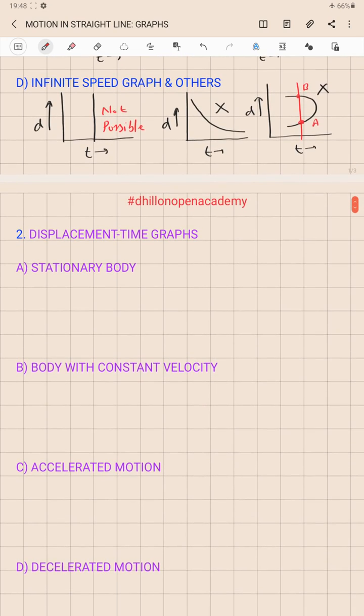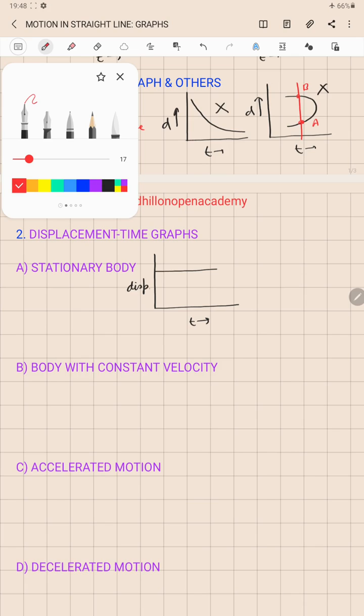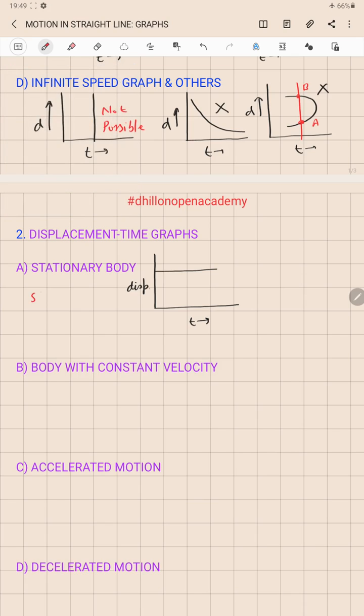Next, the displacement time graph for a stationary body. It will be similar to that of the distance time graph. So we have the time over here and the displacement on the y-axis. The graph is again a straight line parallel to the time axis. Again, if you find the slope of the graph, it will be equal to 0. That slope of the graph represents the velocity of the body. Just like we have shown for the distance time graph, slope is 0.